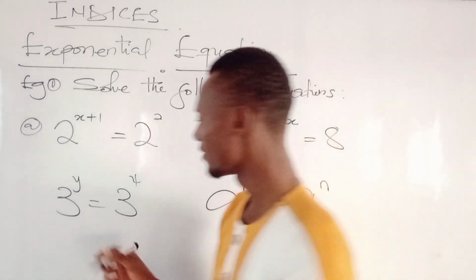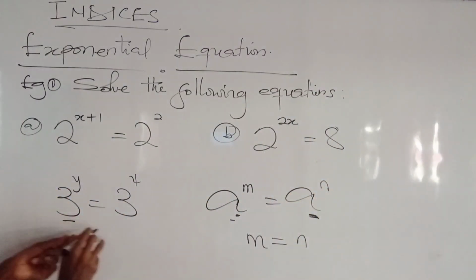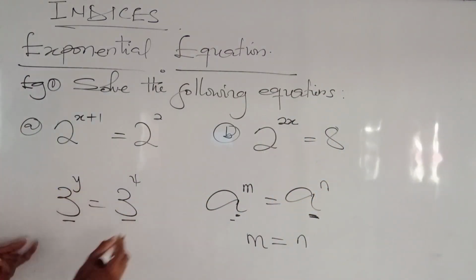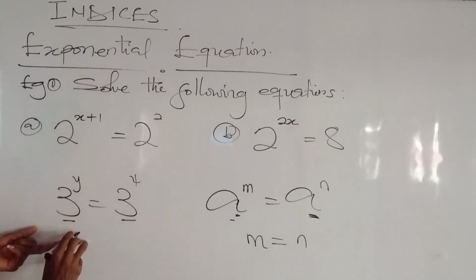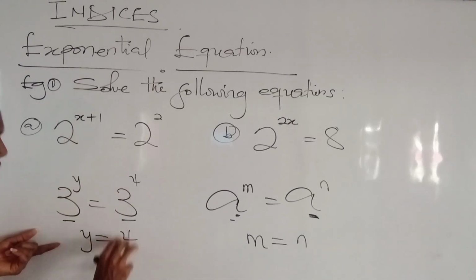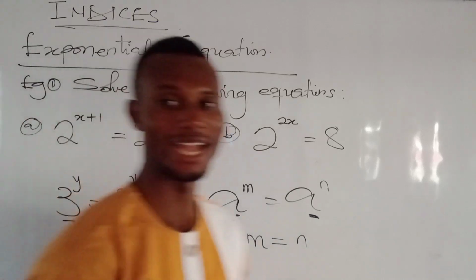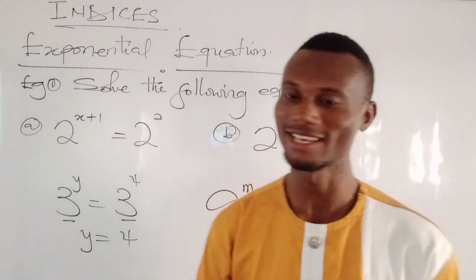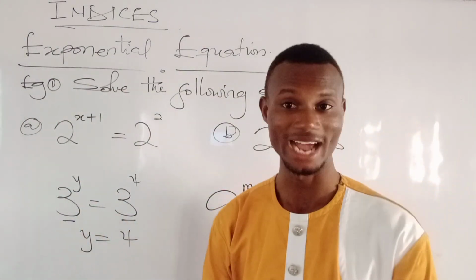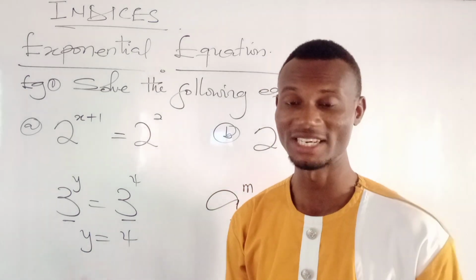Okay, so having the base here to be 3 and the base here also to be 3, it means we can equate the powers. So it means my y equals 4. Okay, and this is the answer for solving the equation that is on the board. As simple as that, very simple, not difficult at all.